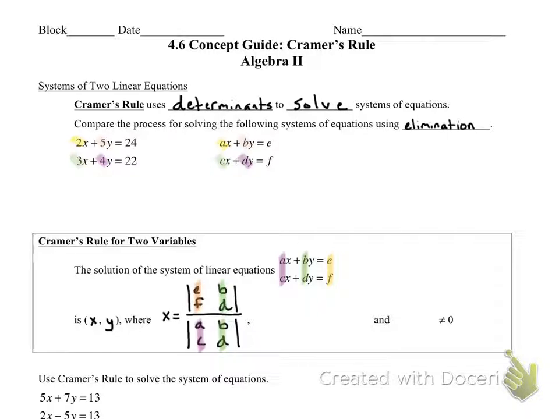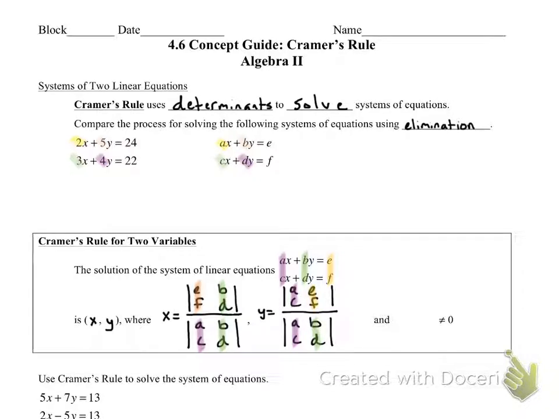What does change, though, is the columns in the numerator. So when solving for x, I'm going to replace A and C in the numerator with E and F. I like to call that the x column. Okay? I'm replacing the x column with the two solutions. So then for y, the x column remains the same numbers in the numerator and denominator, but in the numerator I replace the y column with the two solutions, E and F.